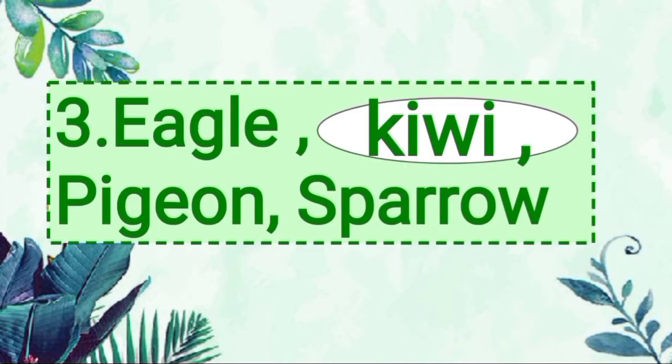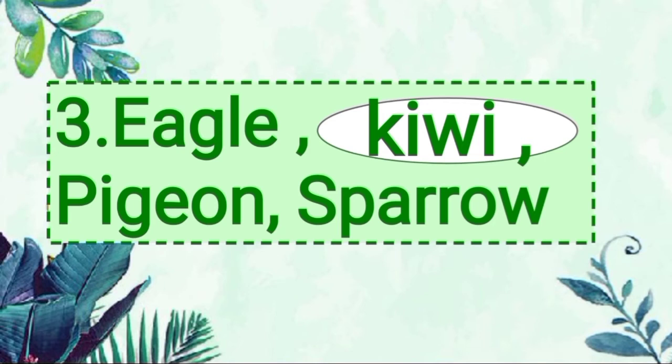Now next, first word eagle. Second word kiwi. Third word pigeon. And fourth word sparrow. So here eagle, pigeon and sparrow are examples of birds which can fly.